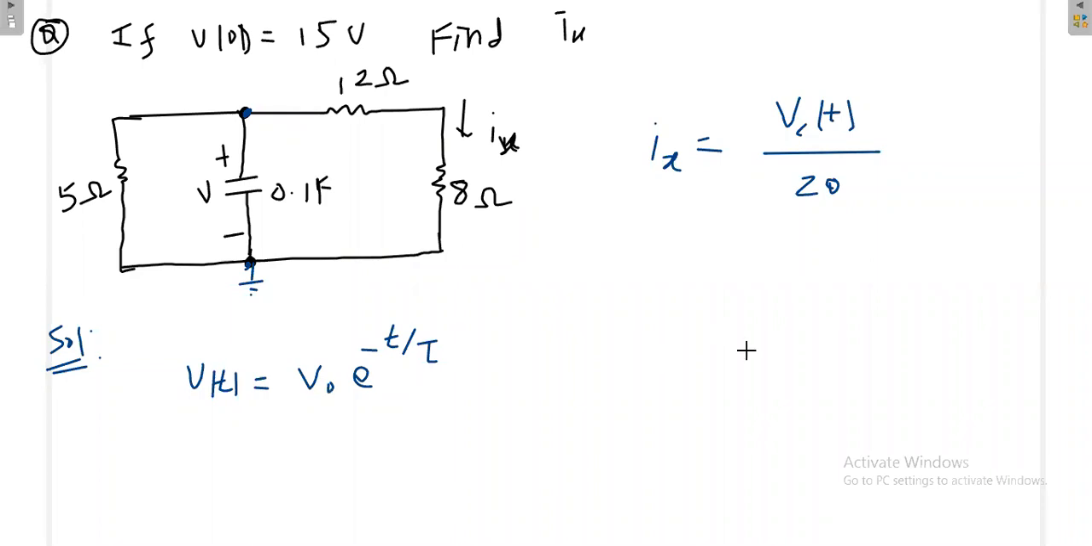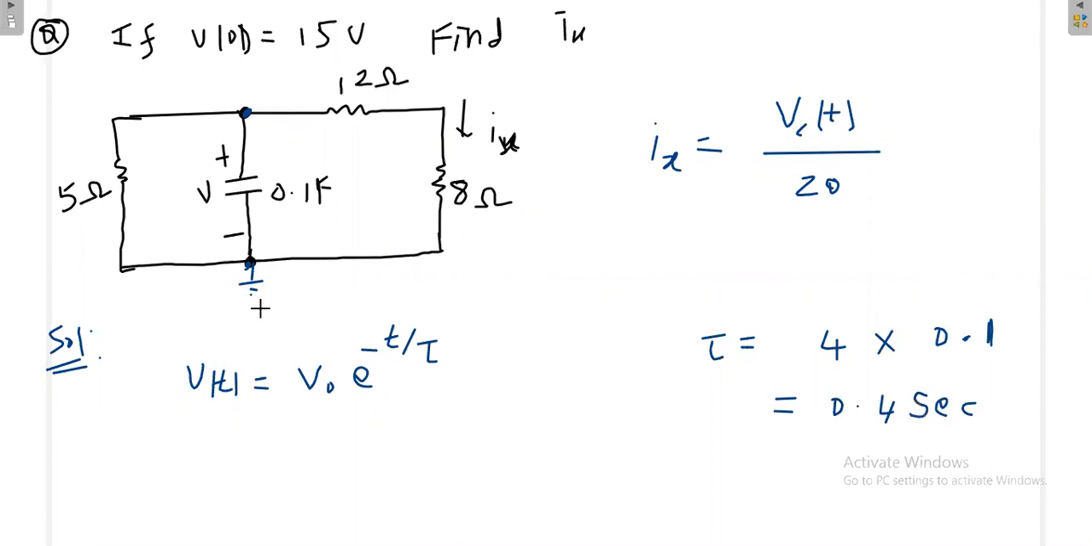Now you try to find out the time constant for this circuit. C is very simple, C is 0.1. Then what is the R value? Looking from this terminal, these two are in series, and along with this is in parallel. Then 20 parallel with 5 means 100 divided by 25, that is 4. So the time constant of the circuit is 4 into 0.1, that is 0.4 second.